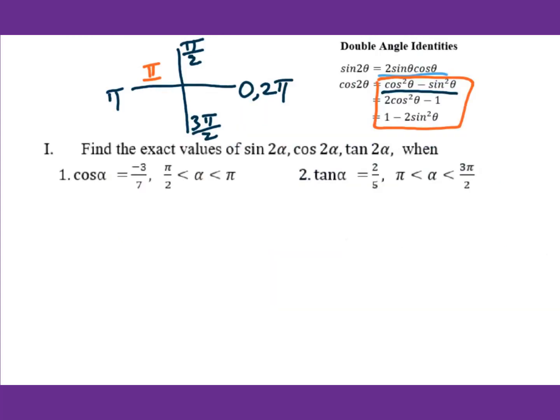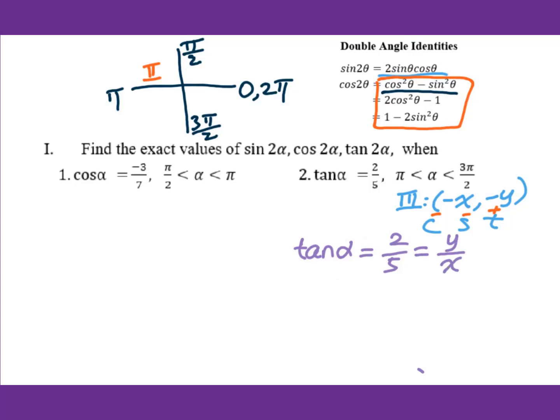Now let's go to number 2. Tangent alpha equals 2 over 5, and alpha is between pi and 3 pi over 2. That's the third quadrant: negative x, negative y. CST: positive, negative, negative. For tangent alpha equals 2 over 5, we have y over x. Since x is negative and y is negative, therefore x equals negative 5, y equals negative 2.